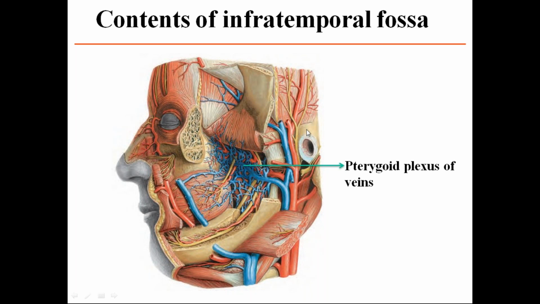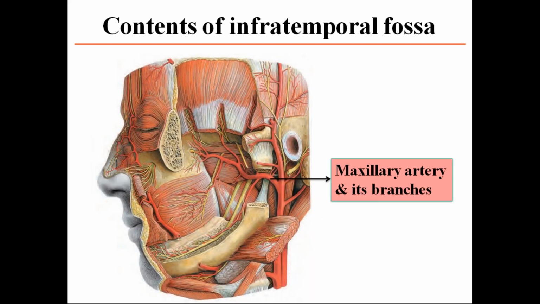The zygomatic arch is cut entirely here. So the coronoid process is cut, and even the head of the mandible is cut, and the temporalis muscle is reflected above. After reflecting the temporalis muscle, you reflect the masseter muscle also from the ramus. Okay. Now you can see the contents. So this is the infratemporal fossa. You can see the first foremost content here is the pterygoid plexus of veins.